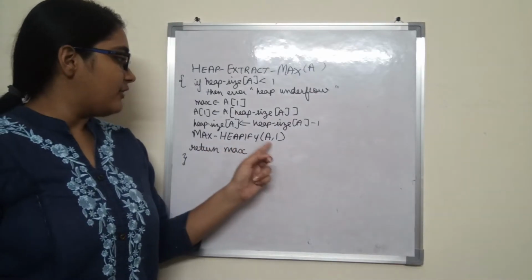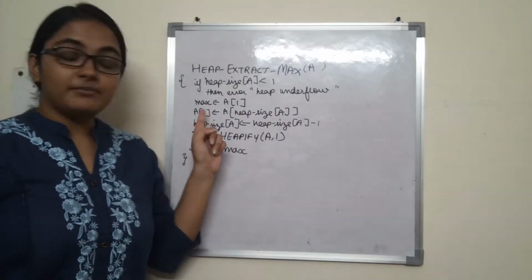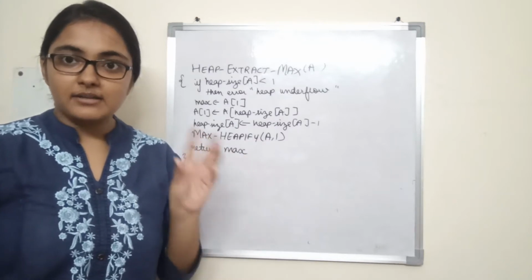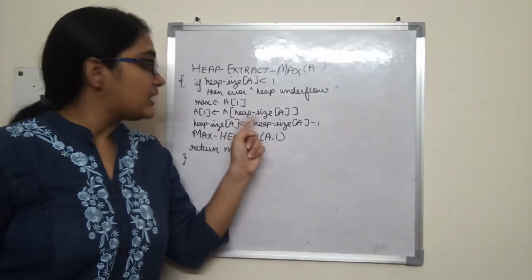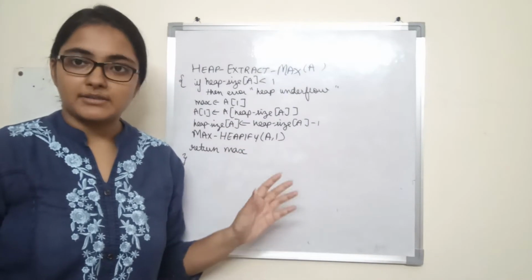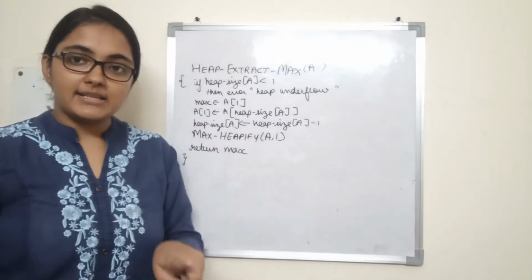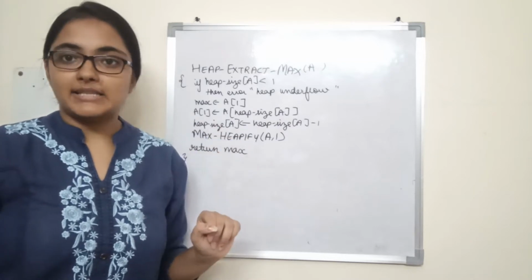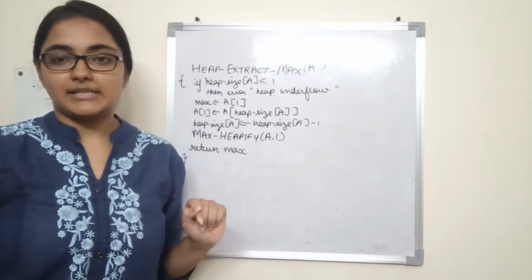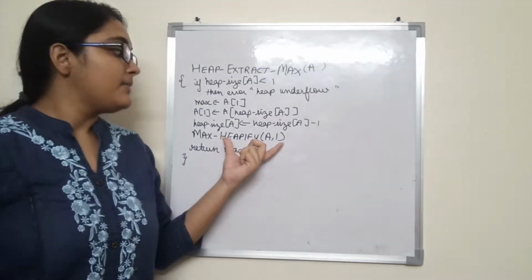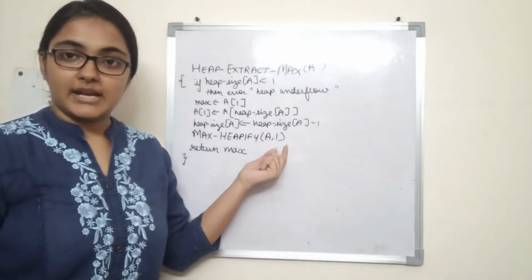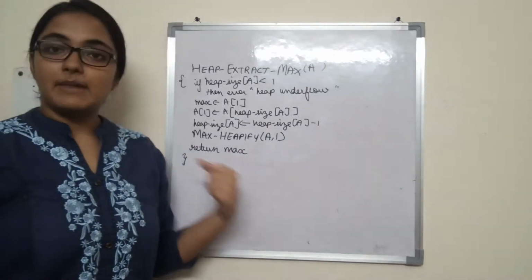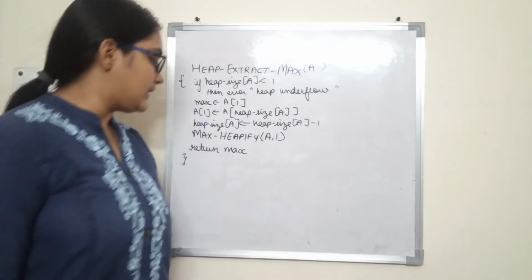Max heapify A of 1. Why? Because now the root contains some random element, it does not contain the maximum element. We have put another element in the root which is not the maximum. Now the left subtree and right subtree both were max heaps, and now only the root can violate the max heap property. So we are calling max heapify with A and 1, that is the index on which we want max heapify to be called, right? And then we return the maximum element. Let us take an example, it will be clear.